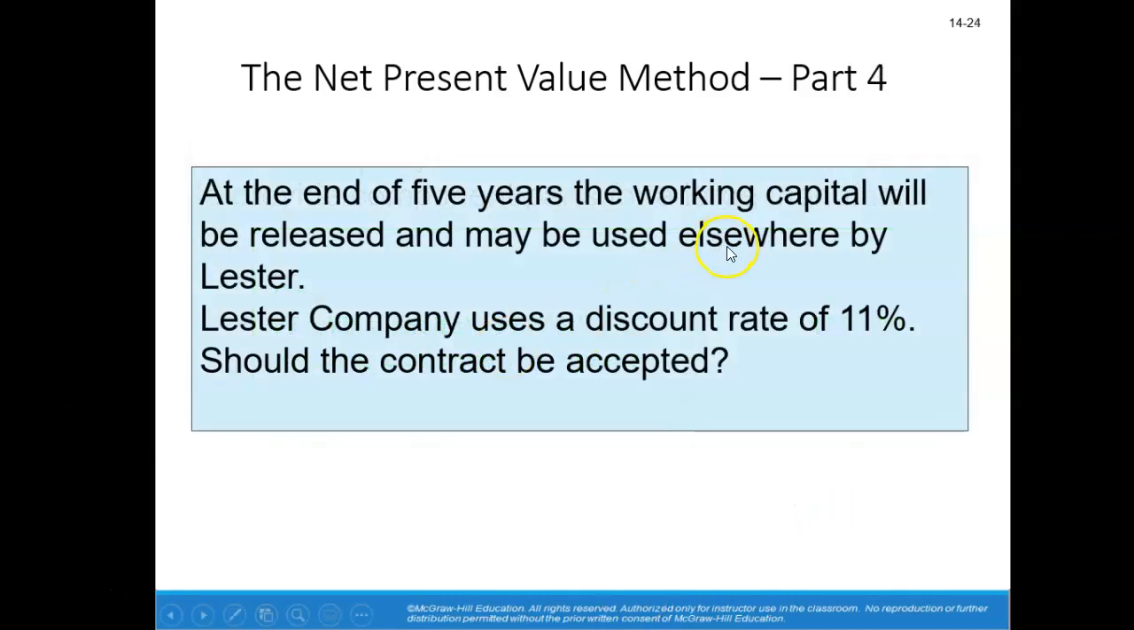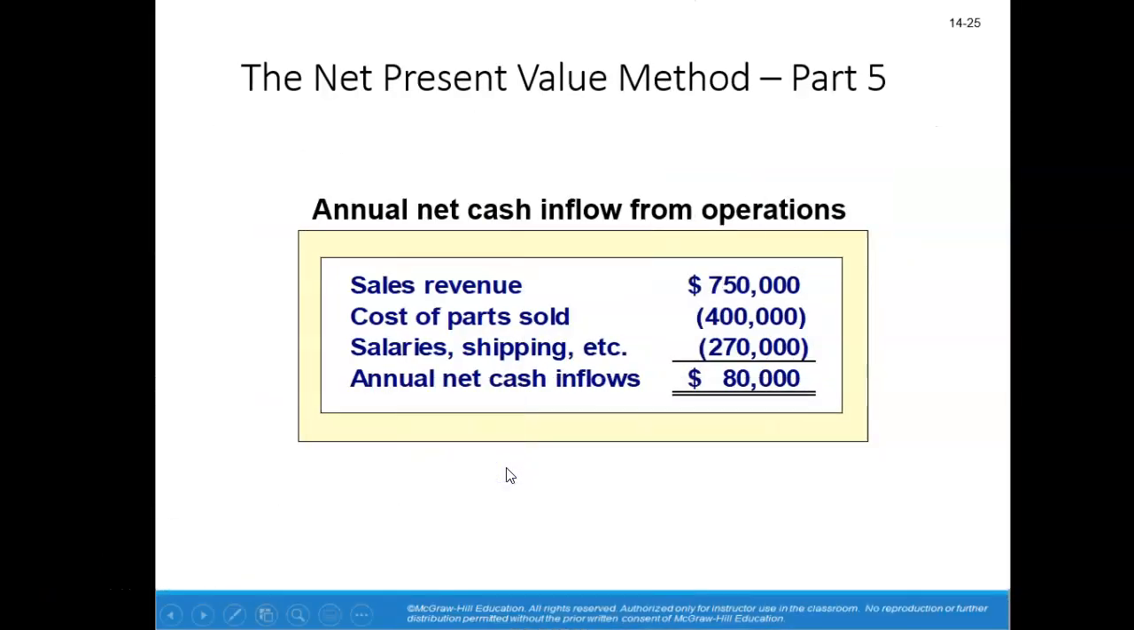Okay? Now, we have a discount rate of 11%, meaning that any project we accept needs to provide an 11% rate of return on the investment. So based upon this 11% rate of return, that's our criteria, we're asking, should we accept this project? Let's take a look at it.